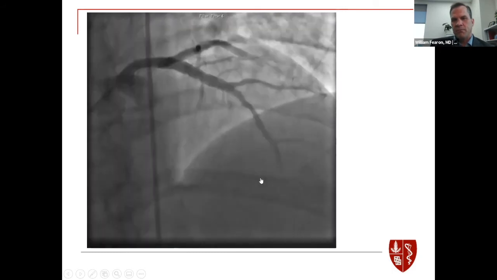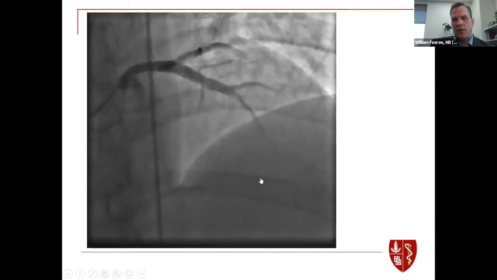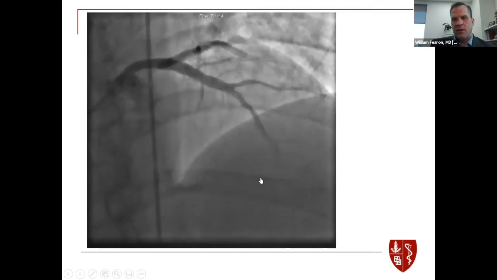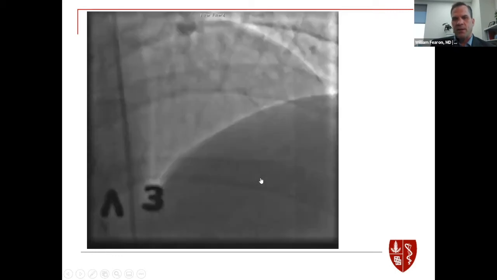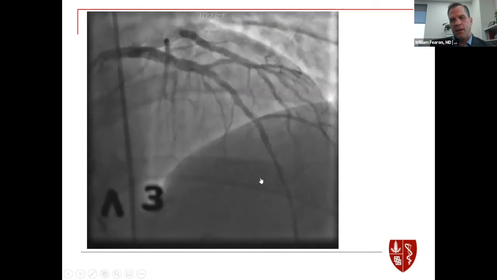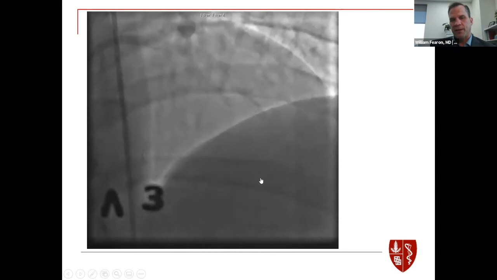But those look okay angiographically. So then we're left with, well, should we just tell them everything's fine, or should we do more assessment? And so this is where the acetylcholine comes in. This is to look for endothelial dysfunction or spasm.